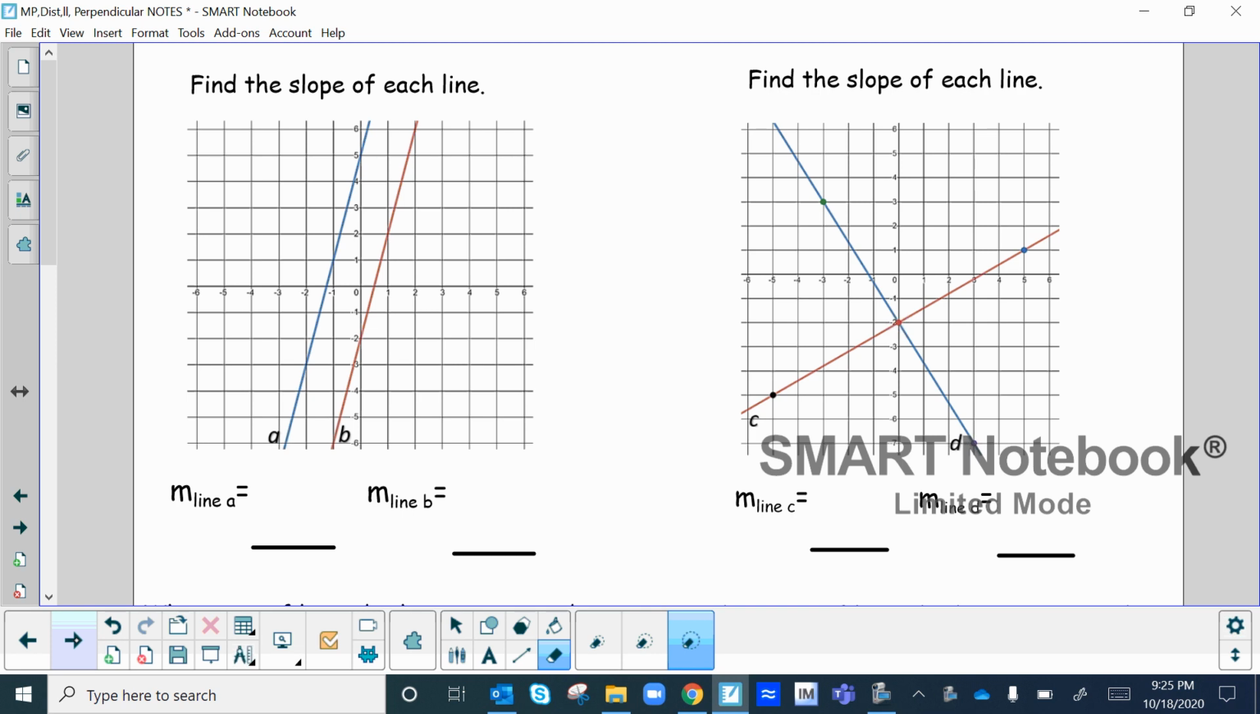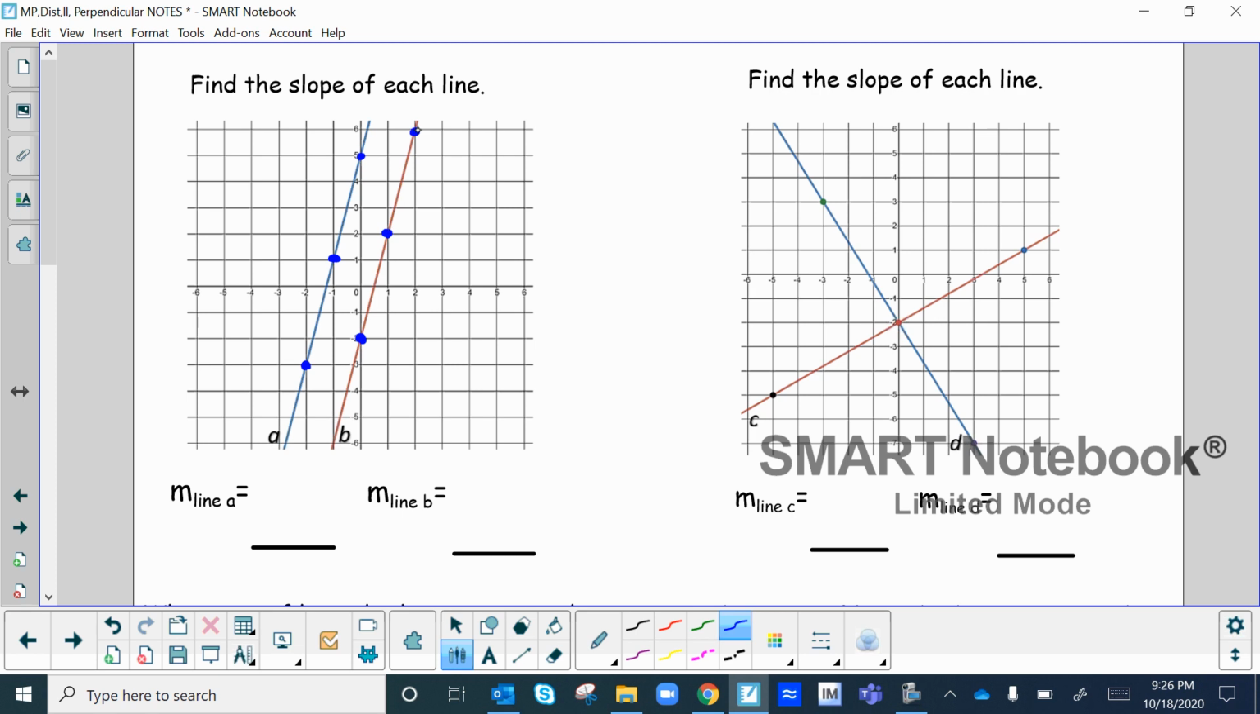So in this first picture, we have two lines. And let's find the slope of line A and line B. So I see, let me get a different color. I see a point here, and then I see a point here. You always want to make sure that they are pretty clear on the coordinates. And then for the line B, where do I see a coordinate? I see a coordinate here, and I see one here, and I see one up here.